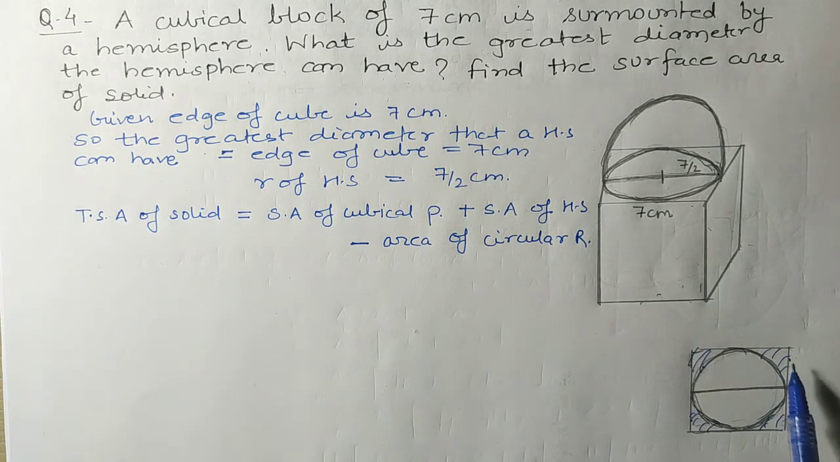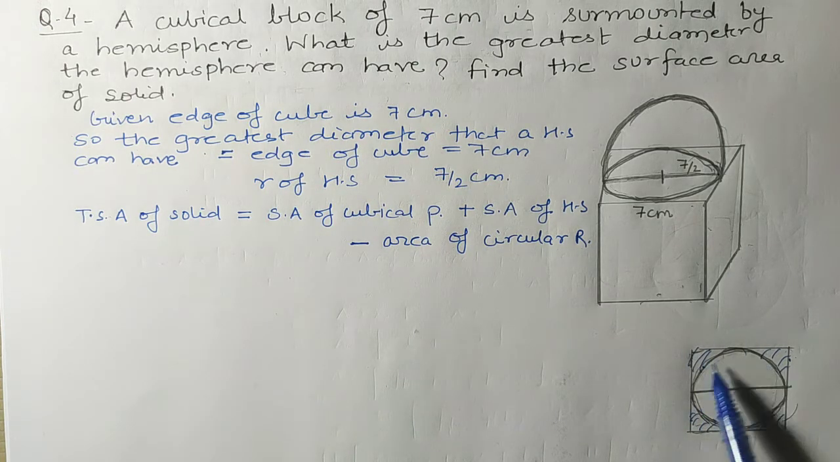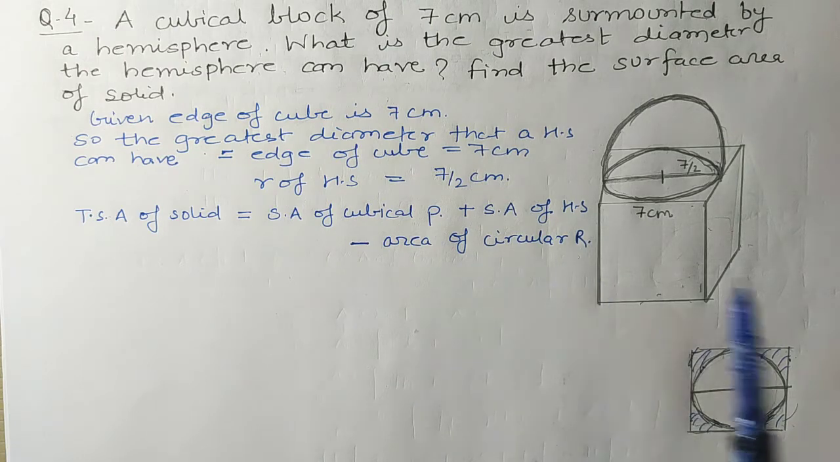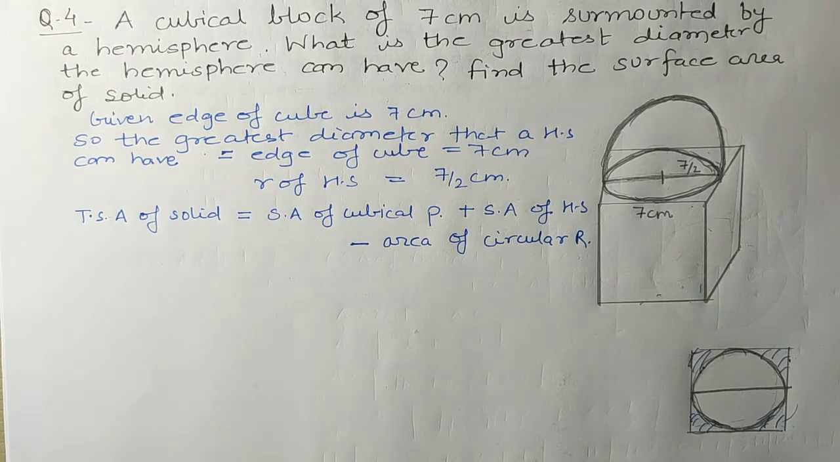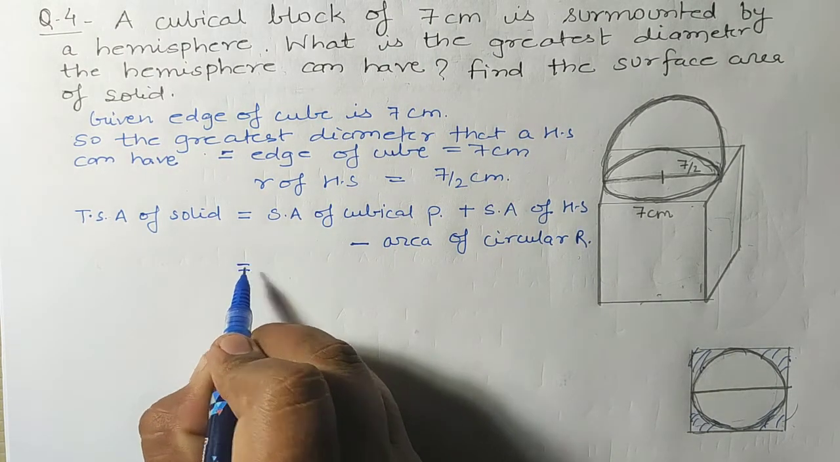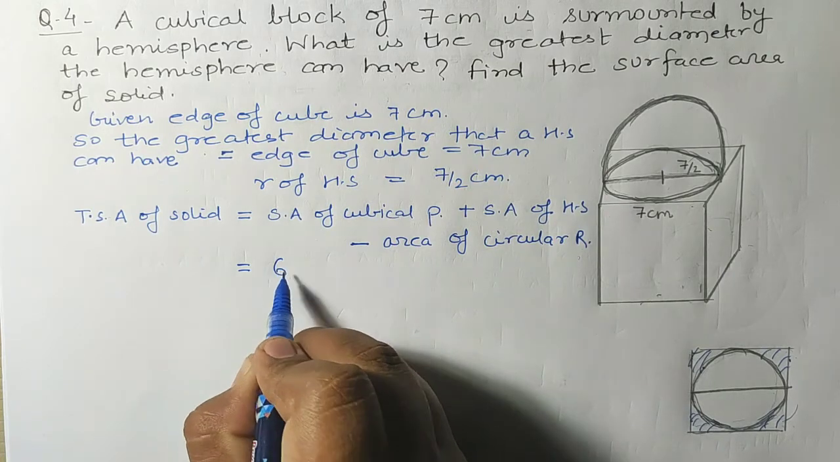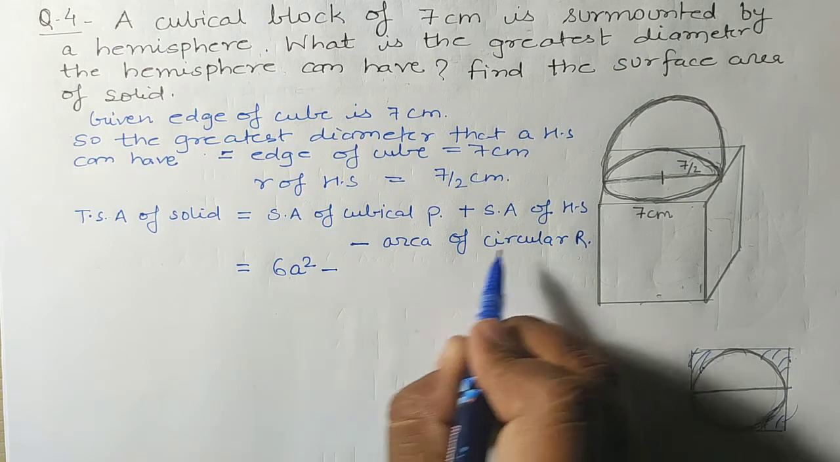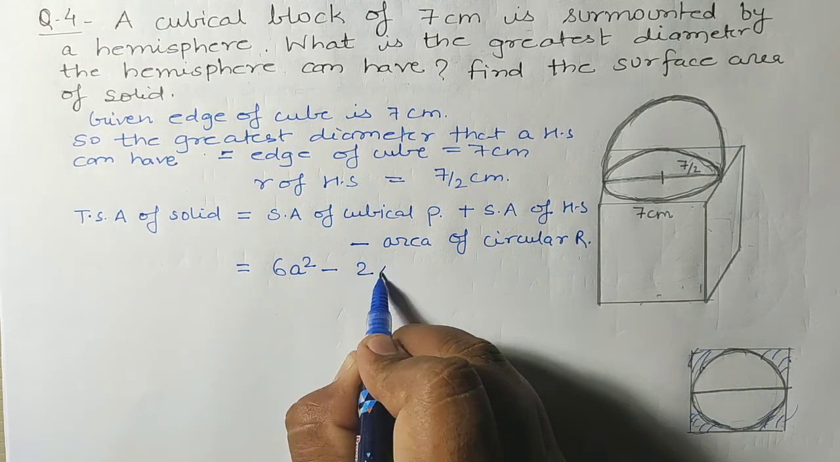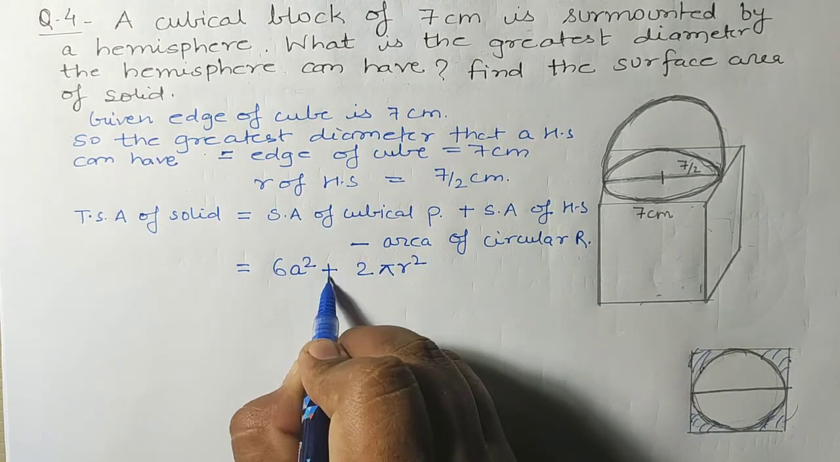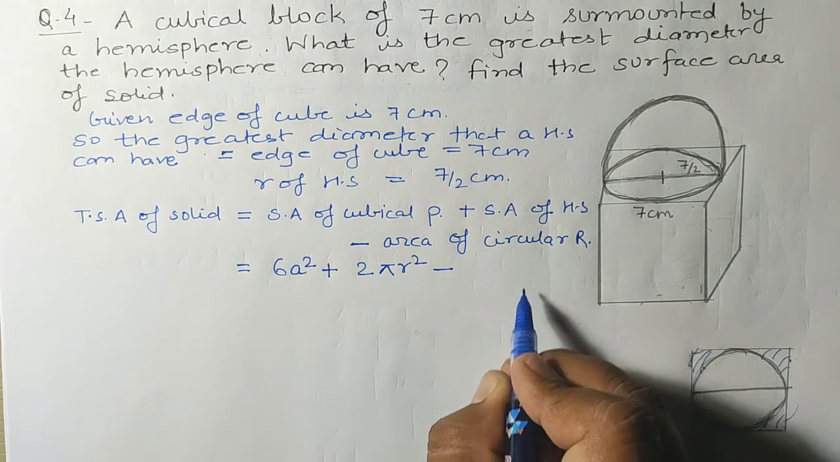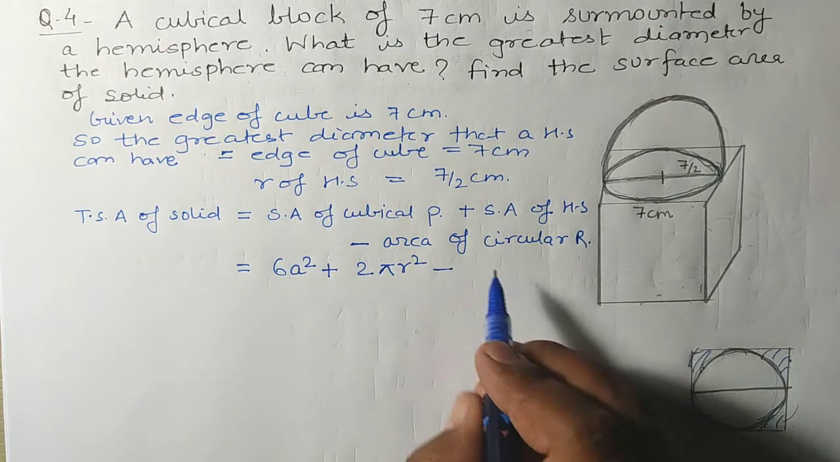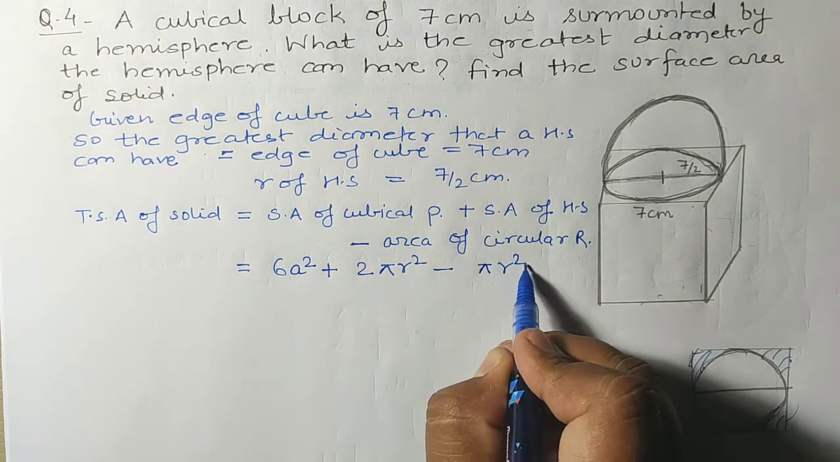Okay, 6a square there we have taken, so we have to subtract this circle, so that we have subtracted here. Now what is the formula of surface area of cubical portion? That is 6 into side square, that is 6a square, minus surface area of hemisphere, that is 2 pi r square, plus 2 pi r square, and minus the circle, that is pi r square.